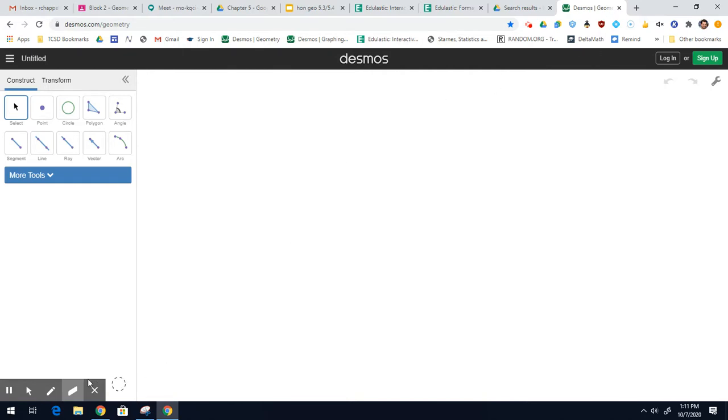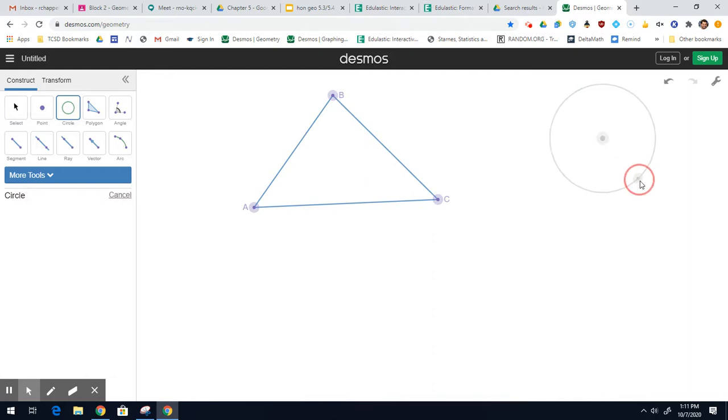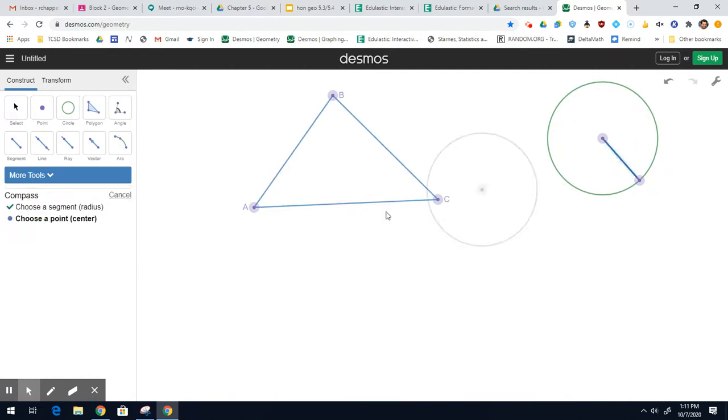Okay. So I'm here in Desmos geometry. Let's go back to that generic equilateral triangle, A, B, and C. And over here, I'm going to draw this generic circle, and I'm going to label its radius, because this is how you use a compass in this software. You need a circle to choose from. So if I go to more tools, compass, choose a radius, and now I can copy this circle.